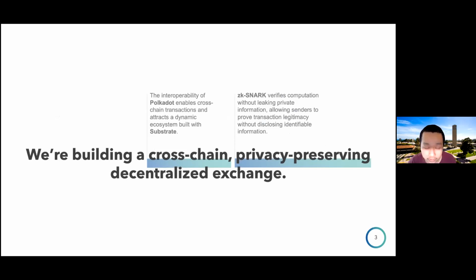We use Polkadot, based on the Polkadot parachain architecture, to make it interoperable with parachain assets. And we're using zkSNARKs for verifiable computation without leaking information, so that it allows senders to prove the transaction's legitimacy and validity without disclosing identity information.